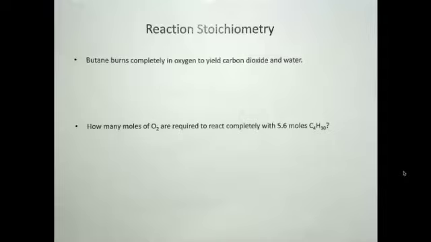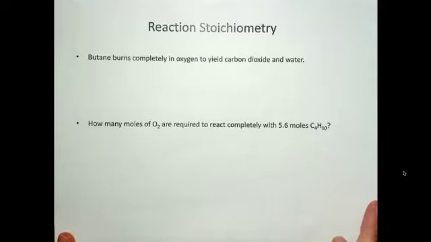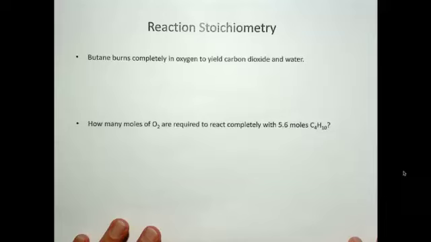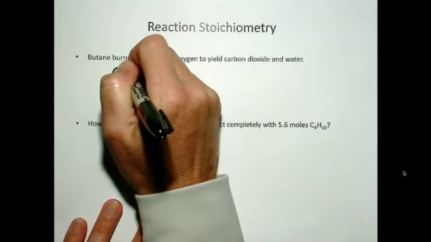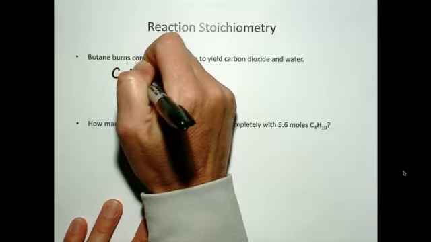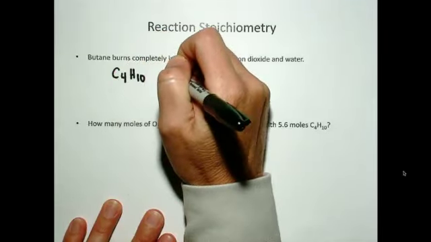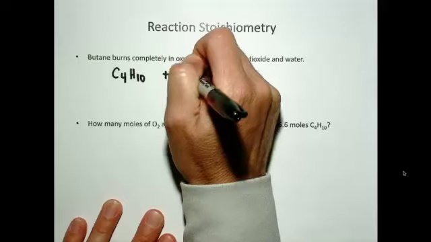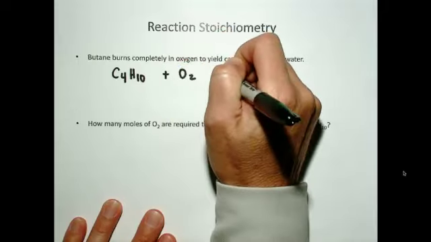So first of all, you've got a chemical reaction there written out in words. Butane burns completely in oxygen to yield carbon dioxide and water. What you're going to want to do is, by this point, you ought to be able to write down the chemical reaction from these words. You know all of these molecules, and balance it. So butane is a hydrocarbon with 4 carbons, C4H10, burns completely in oxygen to yield.